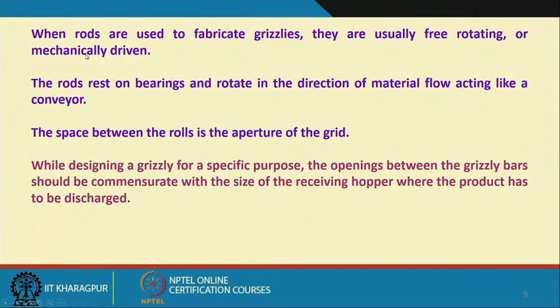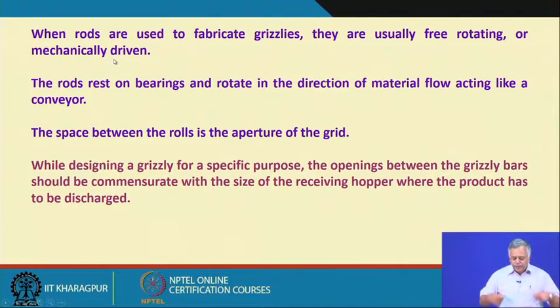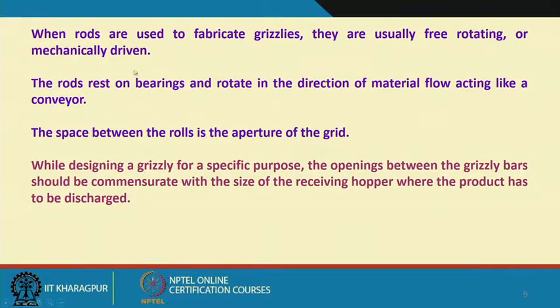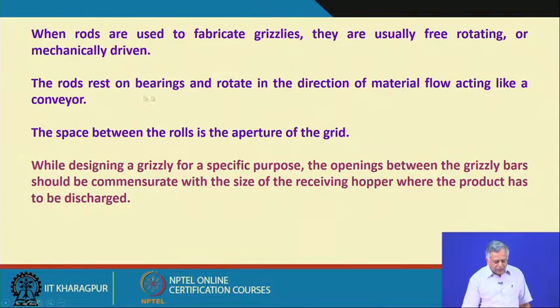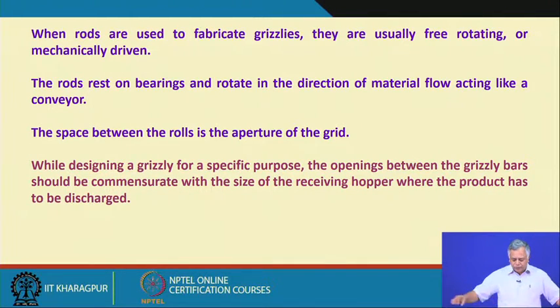And the rods may also be mechanically driven. That means the rotation can be generated by some mechanical means also. The rods rest on bearings and rotate in the direction of material flow, acting like a conveyor. That means, if I have a grizzly made of rods and the material is being unloaded on this side on a gradient, the material will travel across because of gravitational force, and because you have the bearings and the rods are free rotating. When it rotates, it helps in transporting the material as in a conveyor belt.